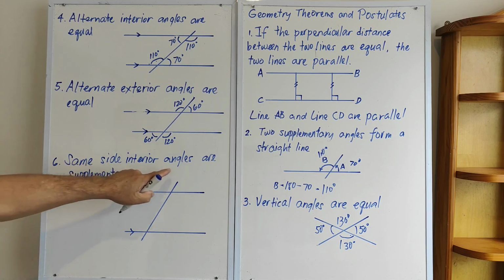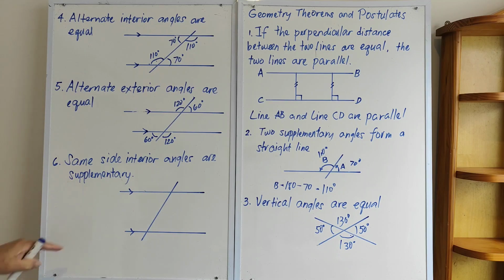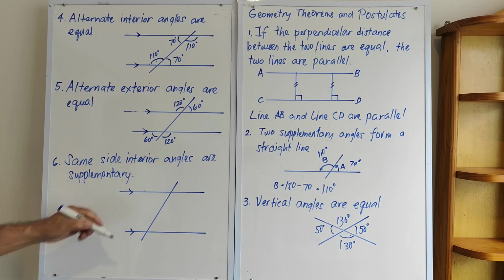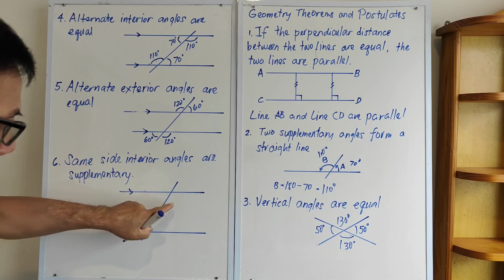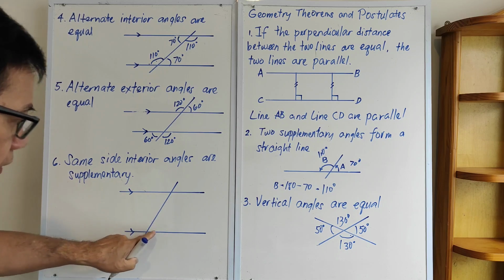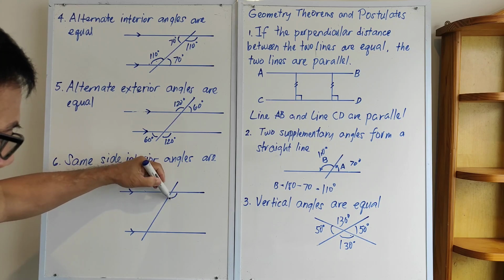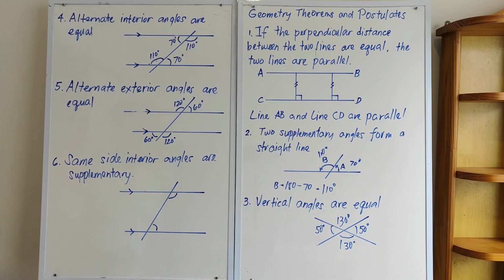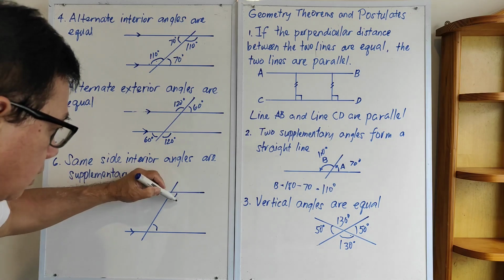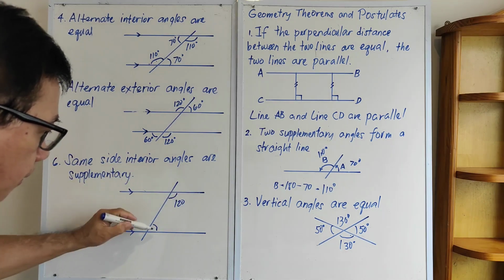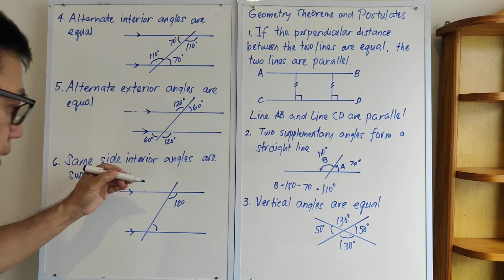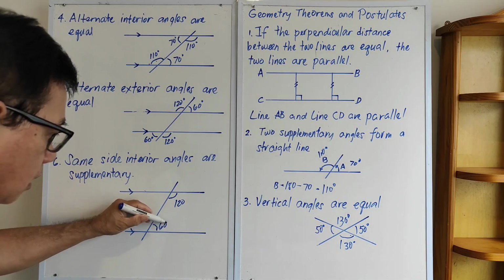Now, same side interior angles are supplementary. Means if you add them, it's equal to 180. So same side interior angles, so these are your interior angles, 1, 2, 3, 4. Same side, it means same side of the transversal. So this one plus this one would be 180. For example, if this is, let's say this is 120, this would be 180 minus 120, this is 60 degrees.